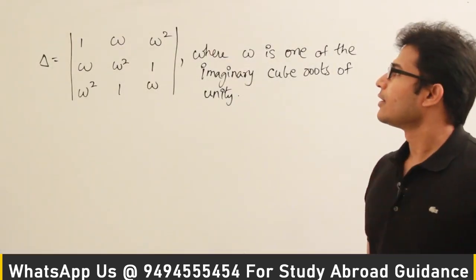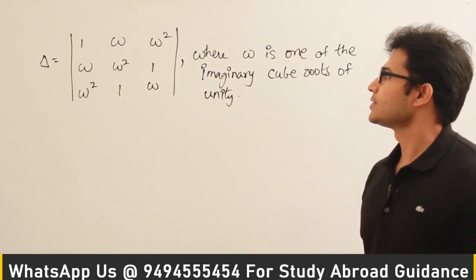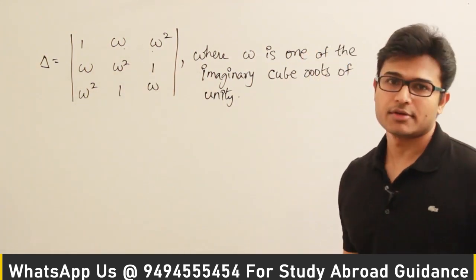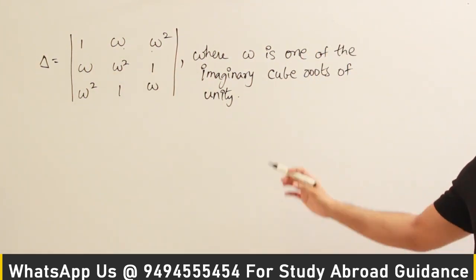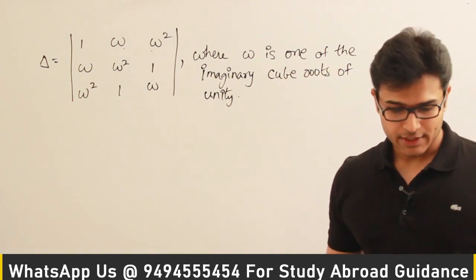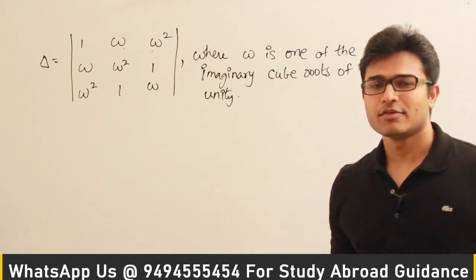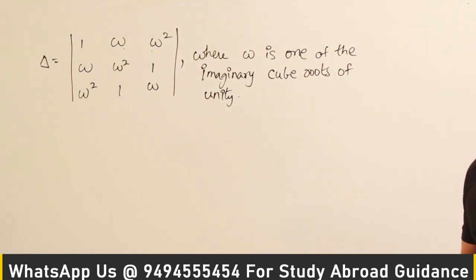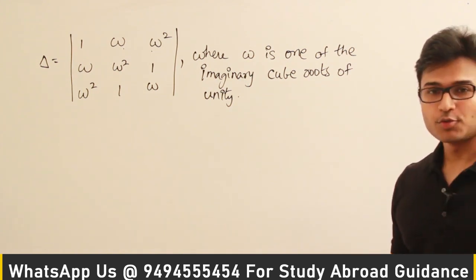So see this, we have to find out the determinant of this, where these elements are nothing but 1, omega, omega square. What is omega? They are given that omega is one of the imaginary cube roots of unity. If you remember, in quadratic equations, I think in polynomials, you might have got this imaginary cube root of 1.